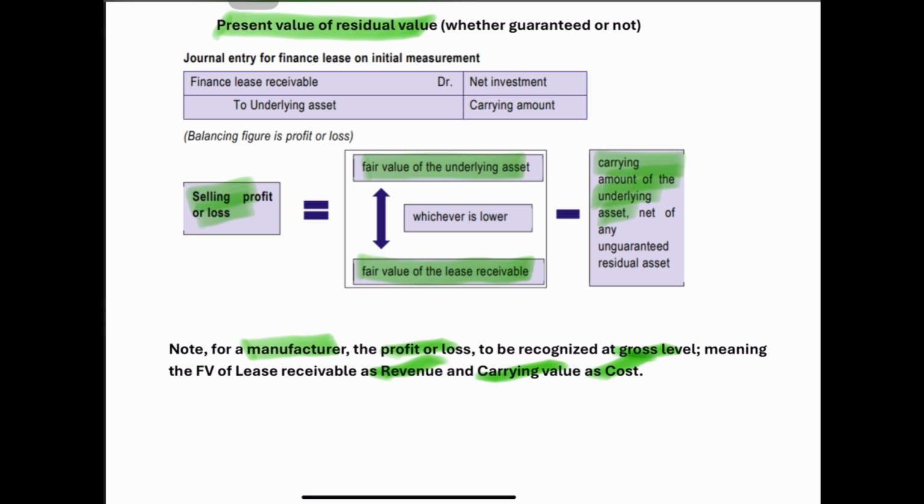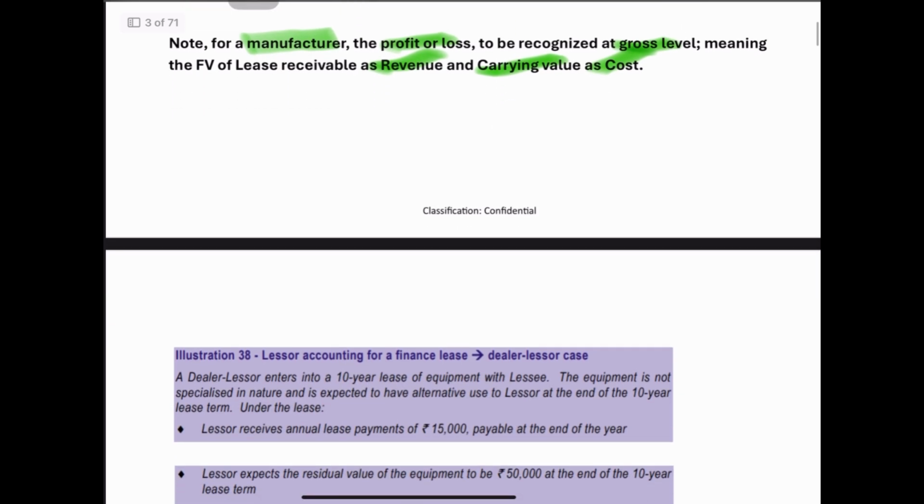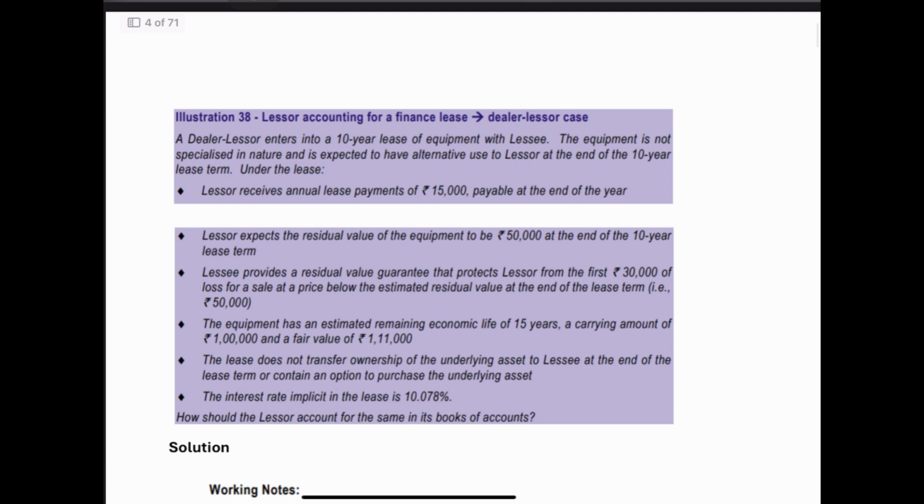So your turnover will be increased in this model. But this is allowed only to a manufacturer and not to regular investors. Okay, so we'll go through one example of how to account for leases in the books of the lessor.